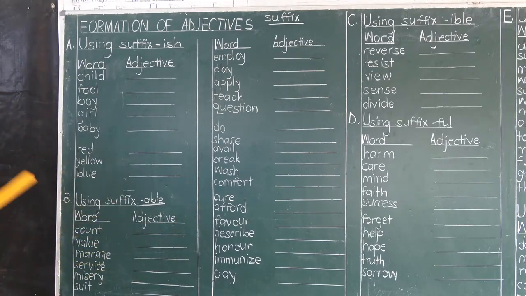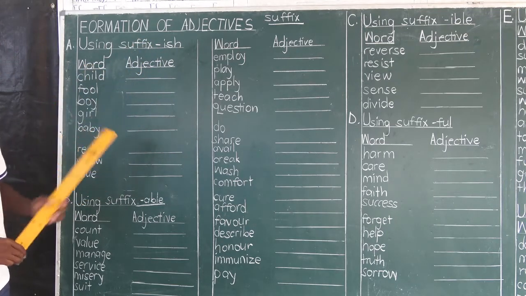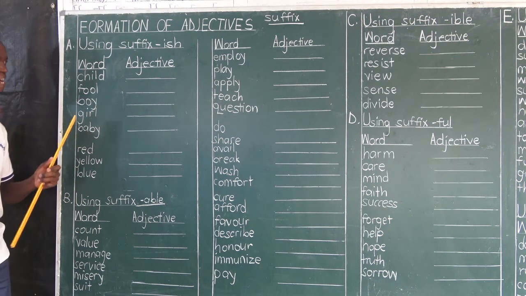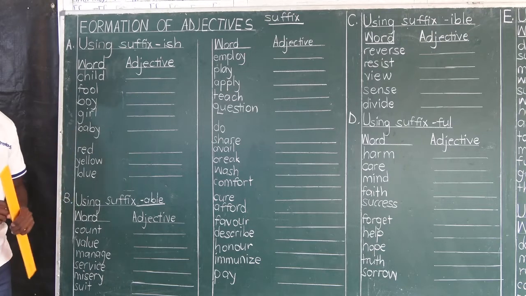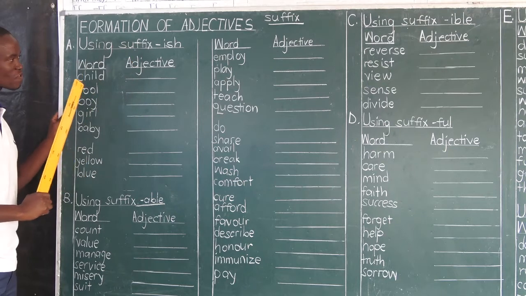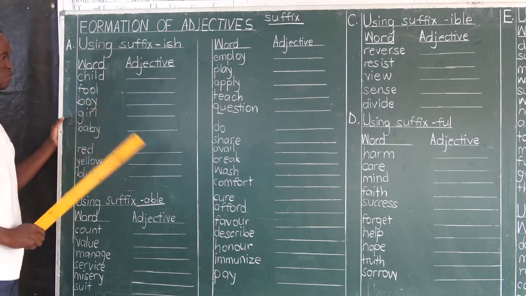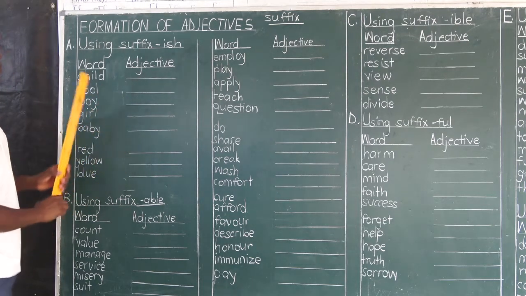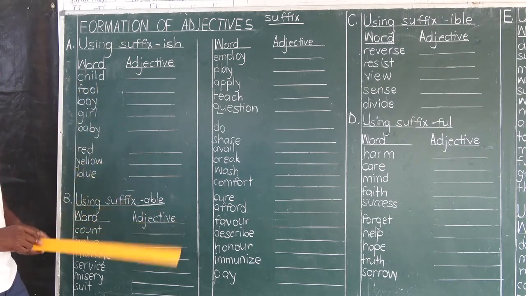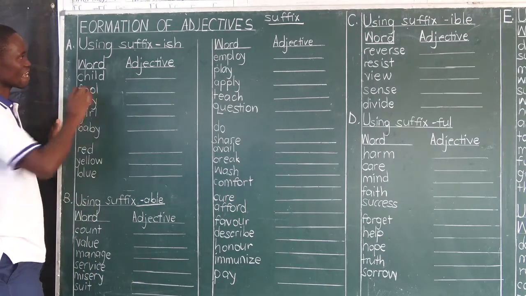First, let's look at how we can form adjectives using suffix ISH. You get a word, you add ISH to it, then you have formed its adjective. So we have a word this side, and the adjective formed from it that side. So step by step, you're going to follow me as we form these different adjectives. We have the first word we are given as child. We are going to form an adjective from child using suffix ISH.